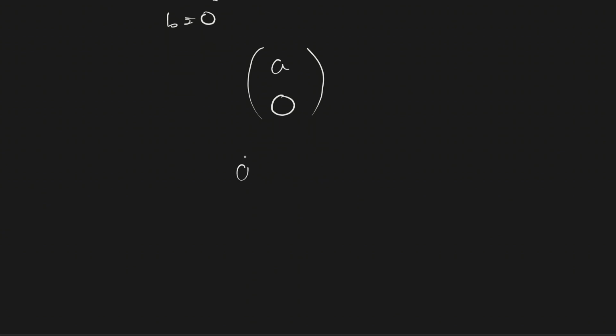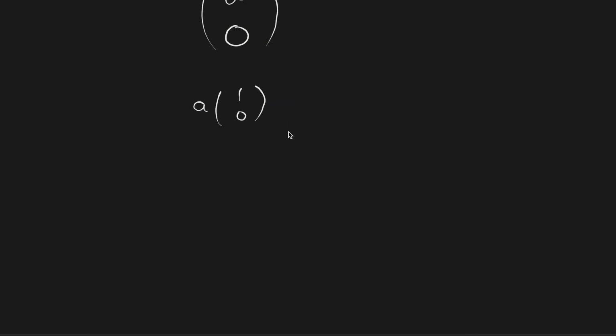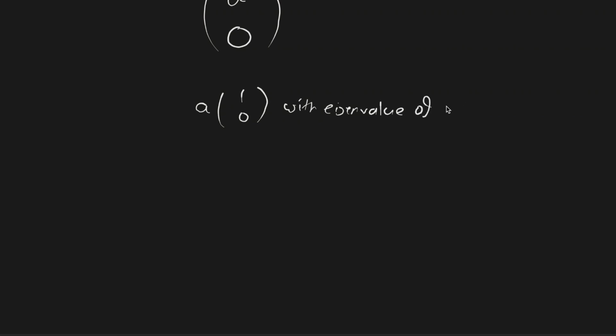That means all the multiples of the vector 1 0. That means all the horizontal vectors. So any multiple of 1 0 is an eigenvector with eigenvalue of 3.